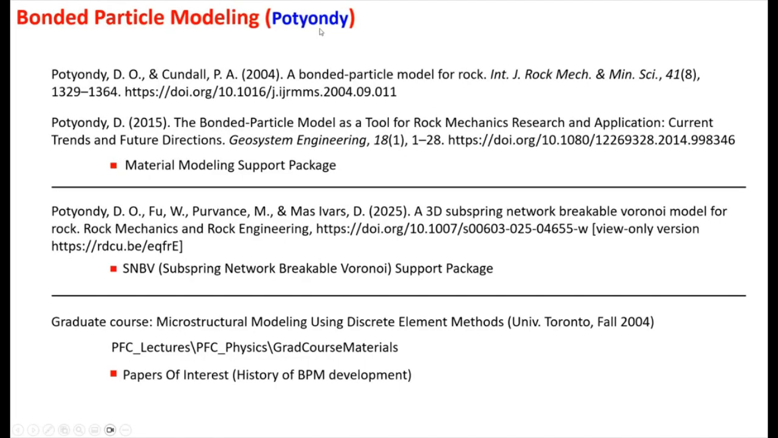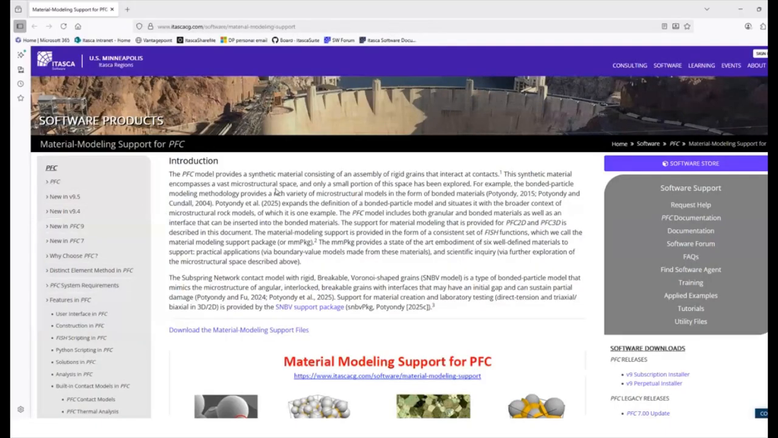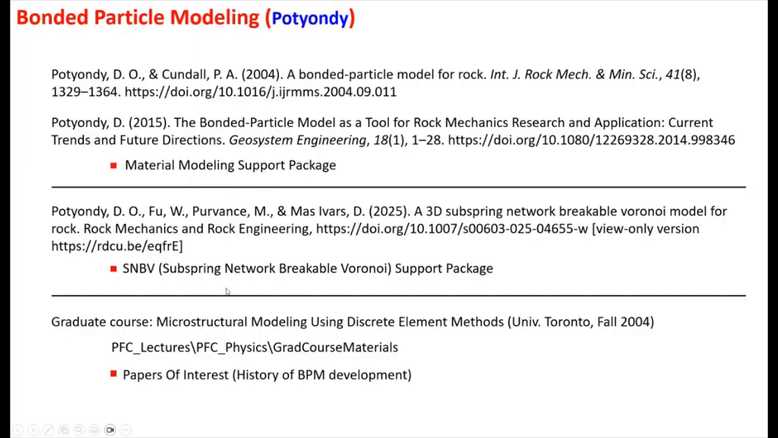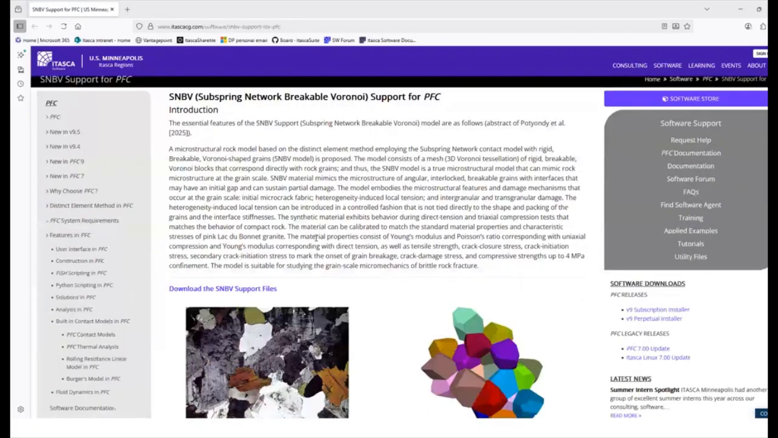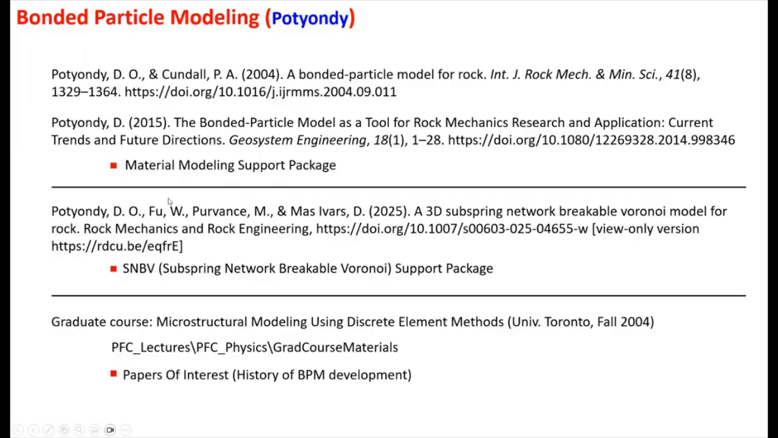And then these are different things related to bonded particle modeling. This is the material modeling support package that we're going to use to build materials. And it's on our website. You can download it. You can use it. We'll be going through that. This is the latest work and we'll talk about this next week. And there's also a package so that researchers, this guy here, can use this to build these materials and do tests on them, lab tests.